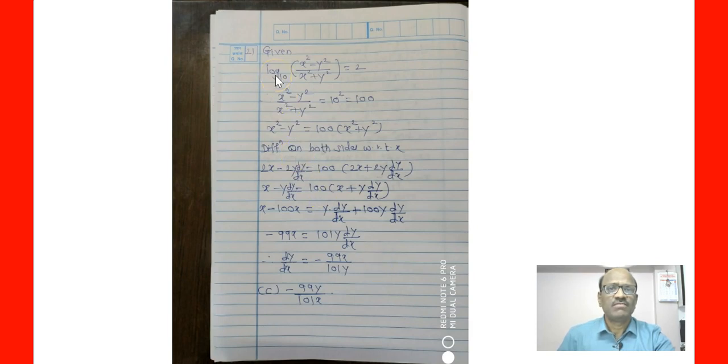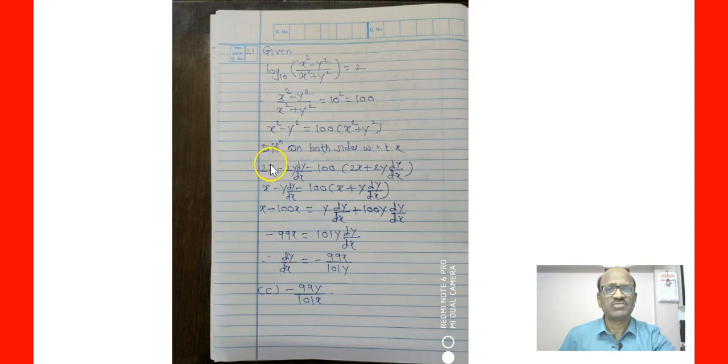Log of (x square minus y square upon x square plus y square) to the base 10 is equal to 2. Therefore x square minus y square upon x square plus y square is equal to 10 raised to 2, that is 100. Now cross multiplication: x square minus y square is equal to 100 times (x square plus y square). Differentiating on both sides with respect to x.